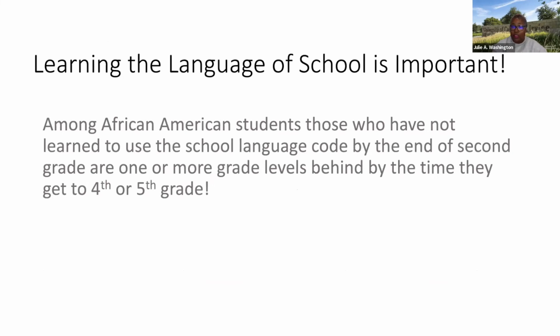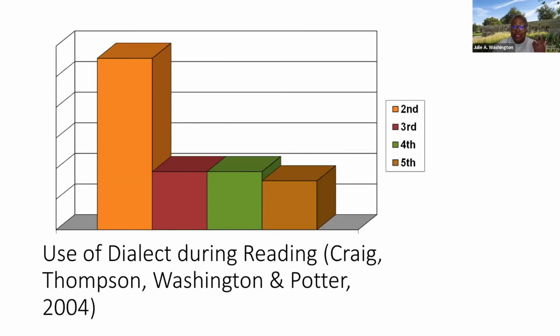But we know that learning the language of school is important. If you haven't learned it, we find by the end of second grade, if we don't see kids moving or switching to the language of school by the end of second grade, they don't do so, many of them, spontaneously. And so they're one or more grade levels behind in reading by the time they get to fourth or fifth grade. Hence the national data and what we see in schools.